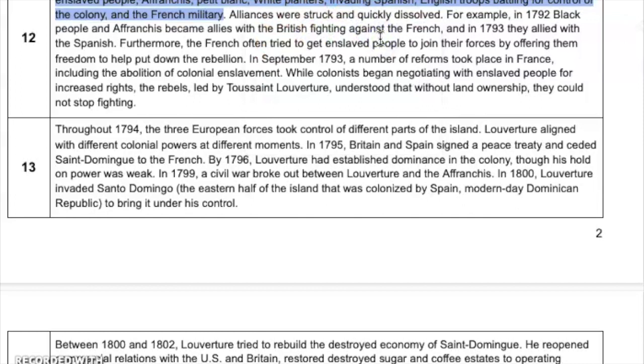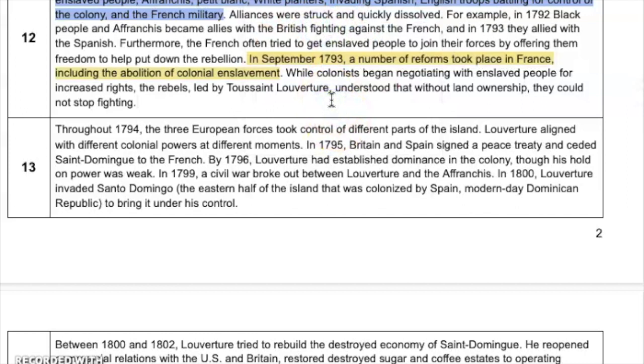Alliances were struck and quickly dissolved. For example, in 1792, Black people and Afranchis became allies with the British fighting against the French. And in 1793, they allied with the Spanish. Furthermore, the French often tried to get enslaved people to join their forces by offering them freedom to help put down the rebellion. In September 1793, a number of reforms took place in France, including the abolition of colonial enslavement. That section there is political. This makes a political shift in the revolution.